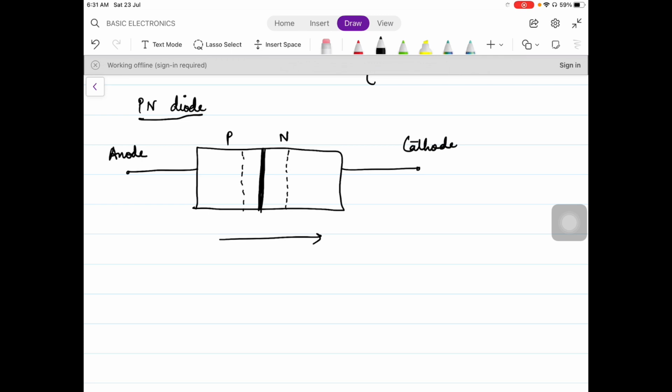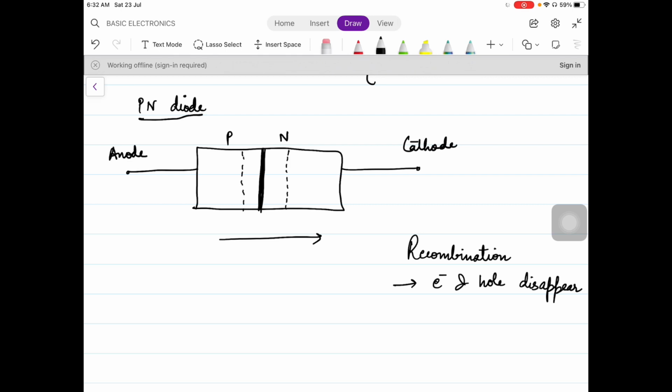with each other, or combine with each other, what will happen? When a hole and an electron combine with each other, they will become neutral and they will disappear. Energy will also be released in the form of heat or light. So two things come into light when recombination takes place. One is that both of them disappear. Electron and hole disappear. That means they become neutral.